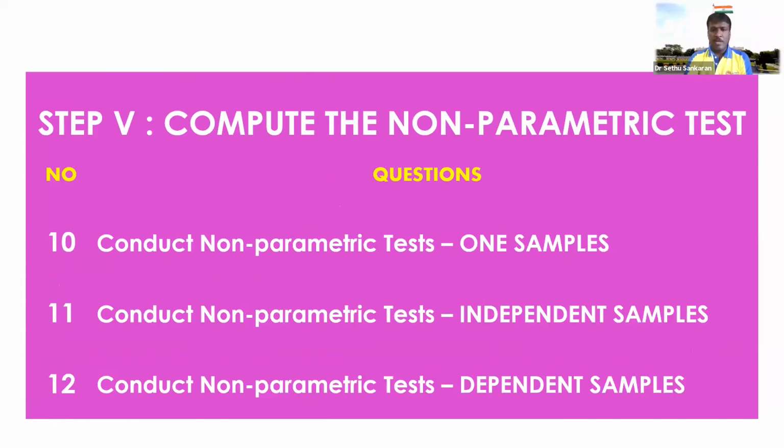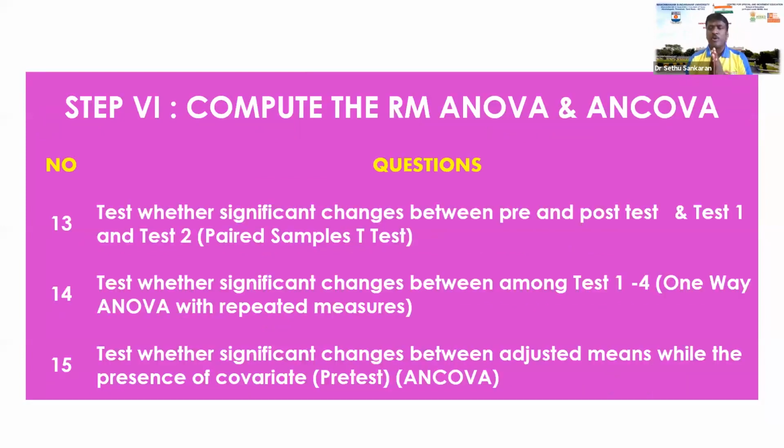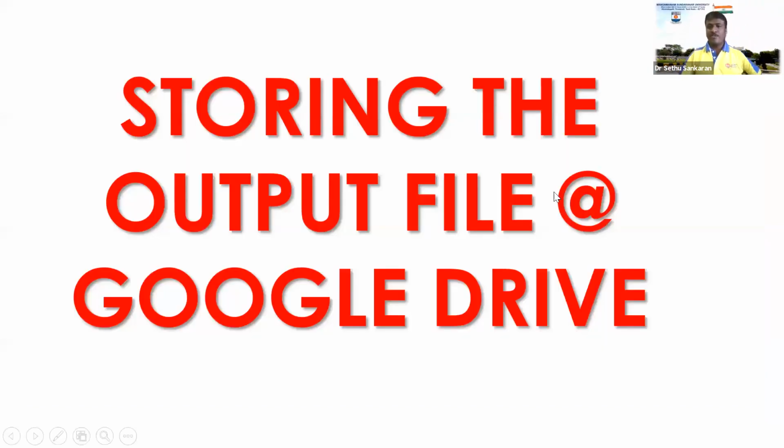Sorry, non-parametric, I will put it in another window. It's step 5. Then finally, repeated measures ANOVA and ANCOVA. So only this we covered under our FTP program. So I think this data will serve to complete all this. Okay. Right. Now, next, I am going to talk about this one.